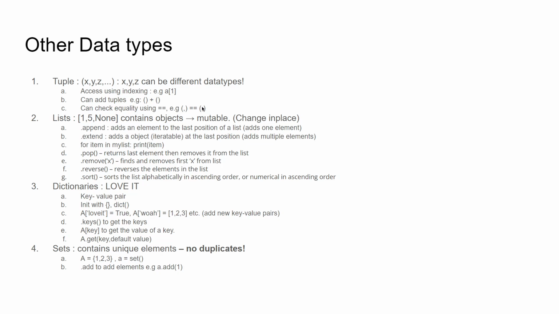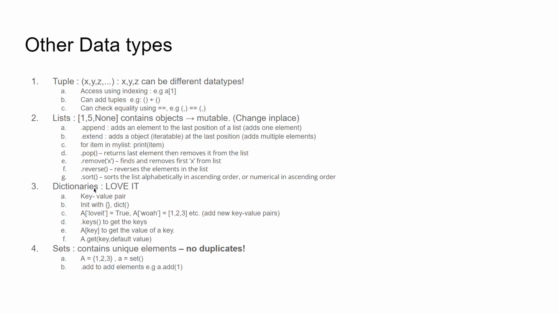Then you've got lists, but the difference between tuple and list is that tuples are immutable. They cannot change in place. However, lists can change in place. And they also have a lot of other operations.